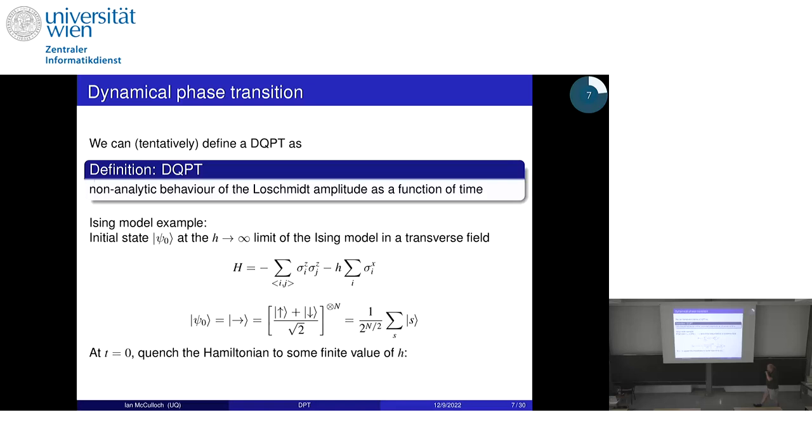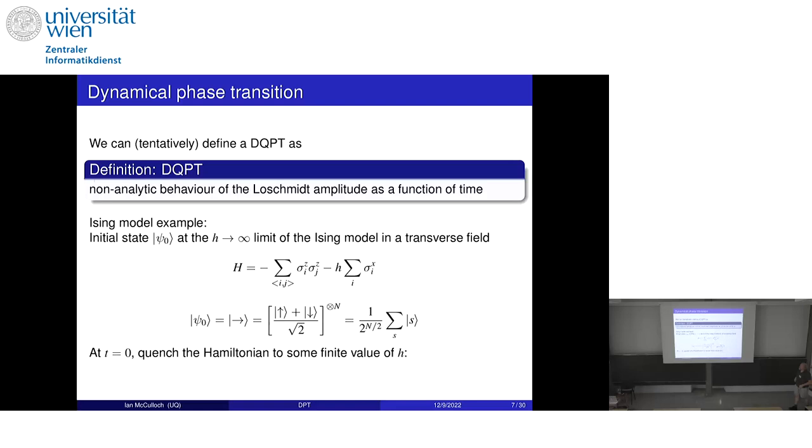Okay, so now, at least for the purposes of what I'll talk about today, I'll define a DQPT, a dynamical quantum phase transition, as some non-analytical behavior of this Loschmidt amplitude as a function of time. To see an example of how this works, this follows some really nice review papers by Marcus Heyl and other people. I think Marcus was actually the first person to do this analytically for the Ising model. So we'll just take the standard Ising model in a transverse field, and we're going to start from the h to infinity limit, so start in an eigenstate of sigma x, and then we'll quench it to some finite value of h. There's some analytics you can do, certainly in the case of h equals zero, you can do some interesting analytics here.